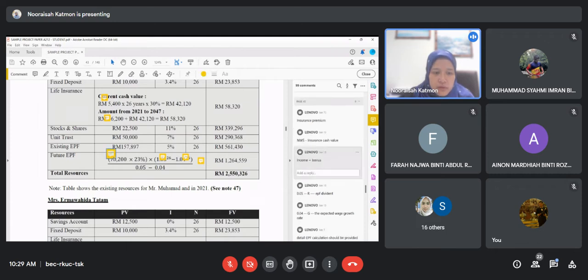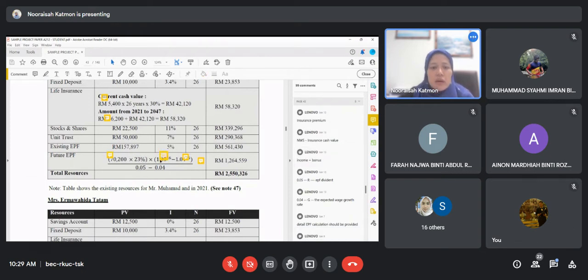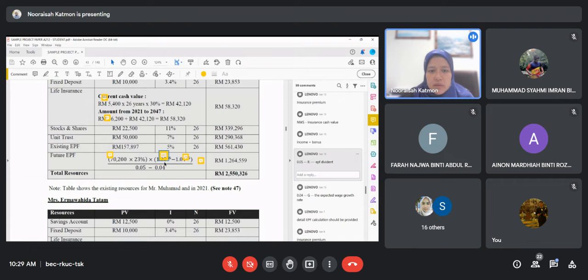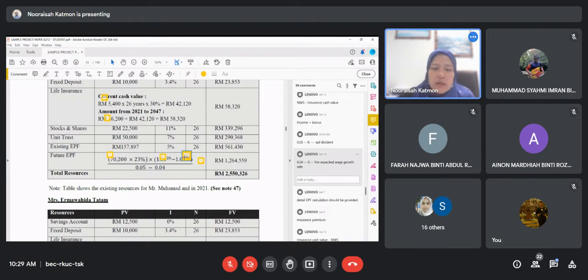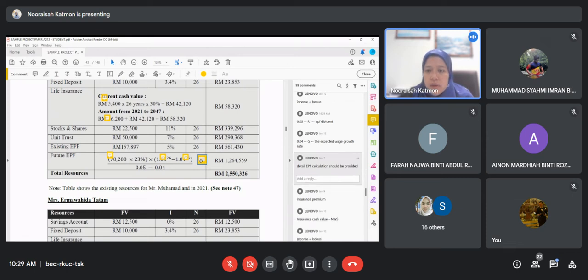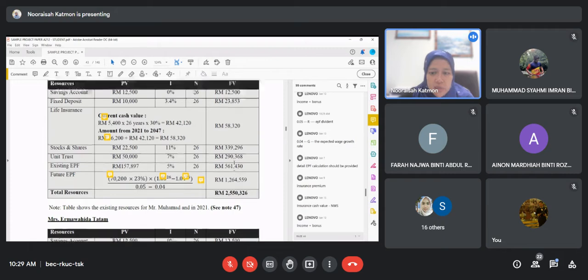So for future EPF, you calculate the income plus bonus, income plus bonus times the percentage of the contribution. And you times with 1 plus 0.05, where 0.05 is actually referring to the EPF dividend. And here, G is actually the expected wage growth rate. And you divide it with 0.05 minus 0.04. You have to provide this detailed calculation. And you can get this figure, and the total resources is 2.5 million.